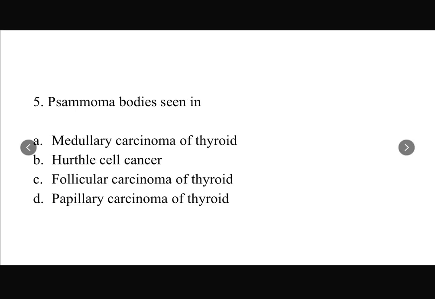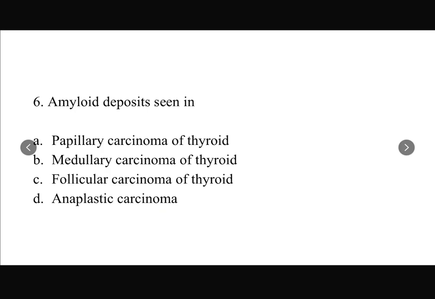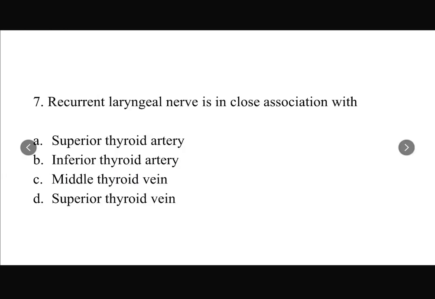Psammoma bodies are seen in medullary carcinoma, Hürthle cell cancer, follicular cancer and papillary. This is a classical feature of papillary carcinoma of thyroid. Amyloid deposits are seen in medullary carcinoma of thyroid.